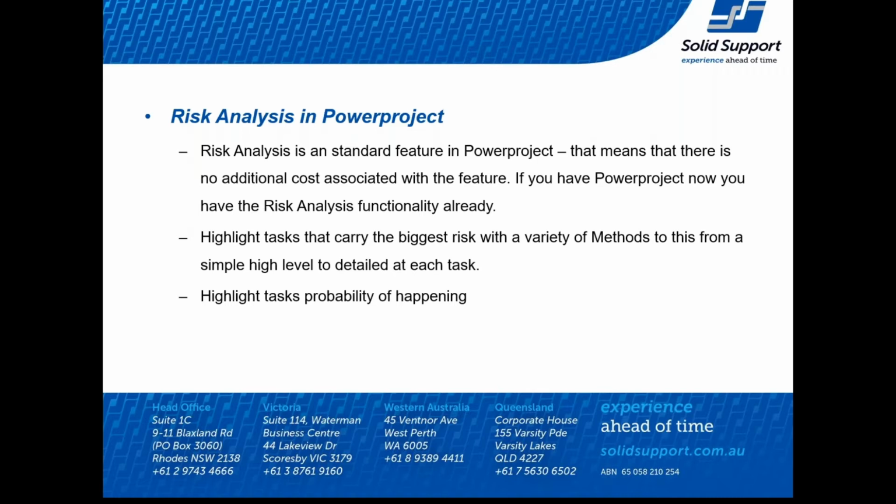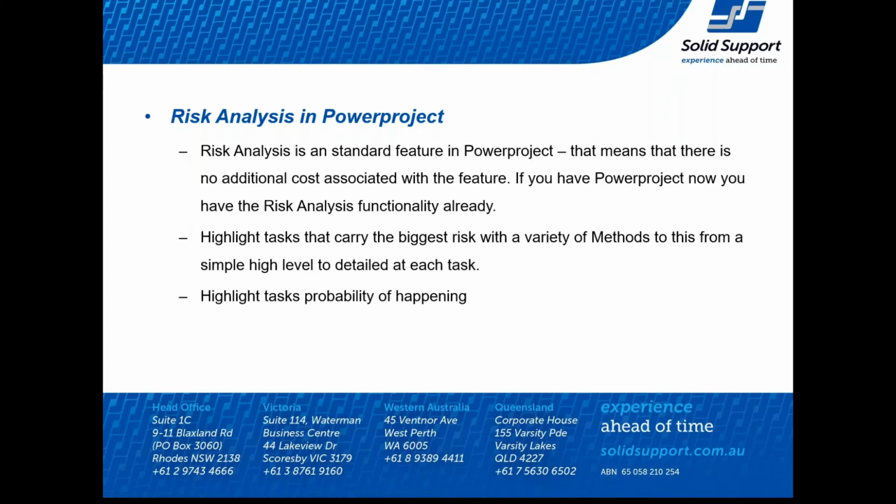It allows you to highlight tasks that carry the biggest risk, and there are a variety of methods that can be used, which we'll look at. We can also highlight the probability of tasks happening. For example, if you had delivery items where there was a risk of a delivery not happening, or weather conditions, you could plan for inclement weather inside your project with different tasks and give them a probability of happening. Then when it runs through, it will use that probability.